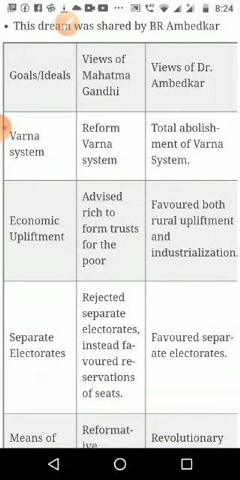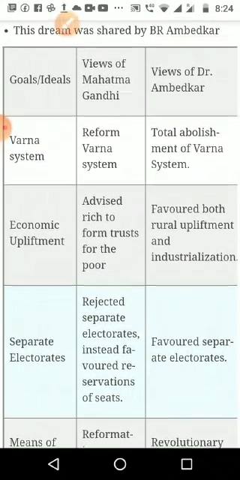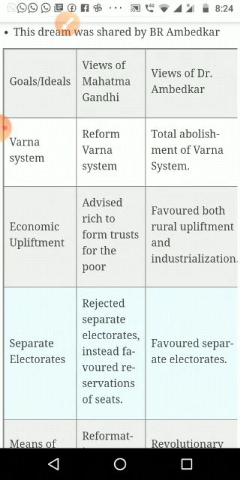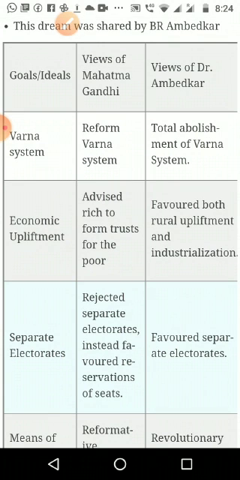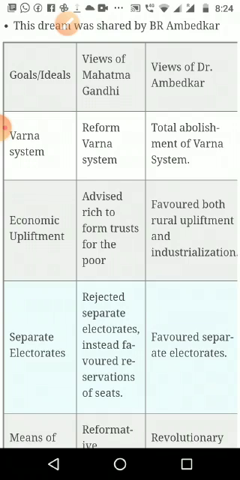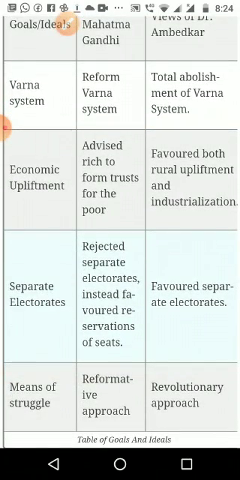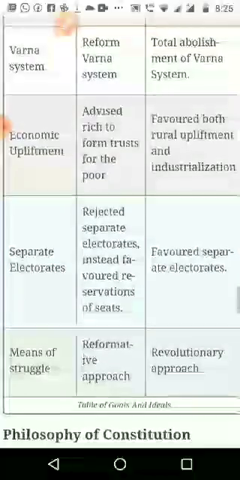Goals and ideals: the views of Mahatma Gandhi and Dr. B.R. Ambedkar. About the idea of the Varna system, Gandhiji's idea was to reform the Varna system, while Dr. B.R. Ambedkar wanted total abolishment of the Varna system. Then economic upliftment: Gandhiji said to advise the rich to form trusts for the poor. Ambedkar favored both rural upliftment and industrialization.